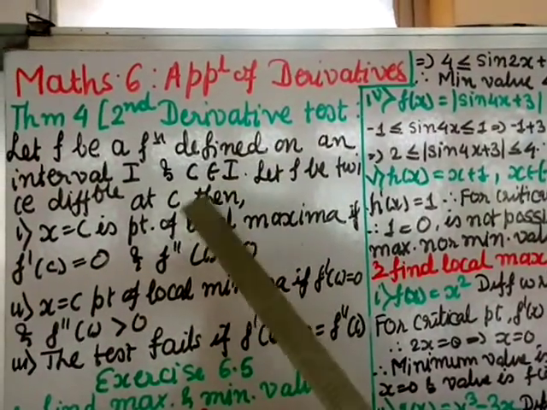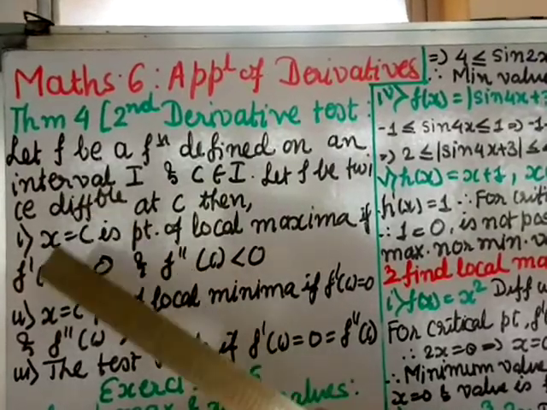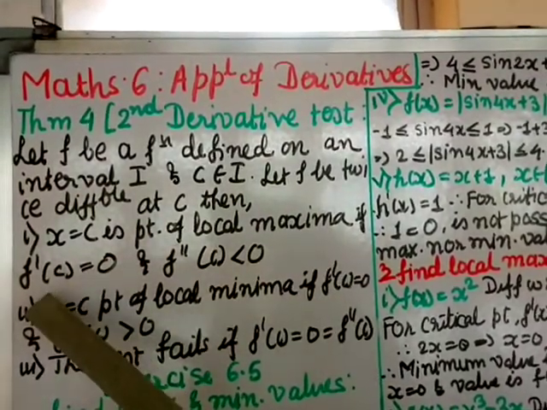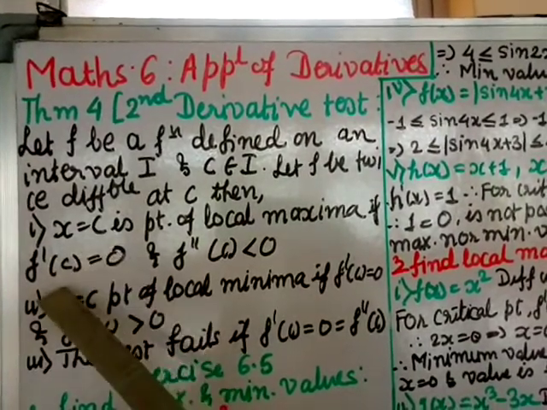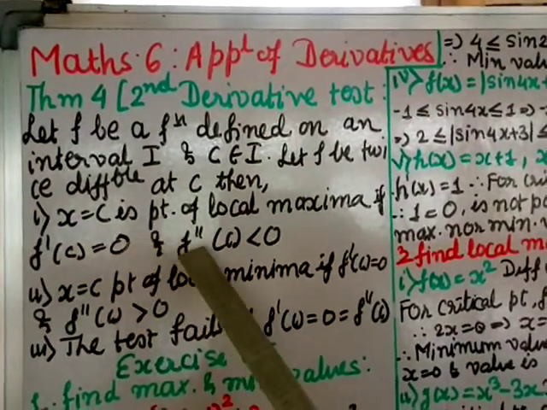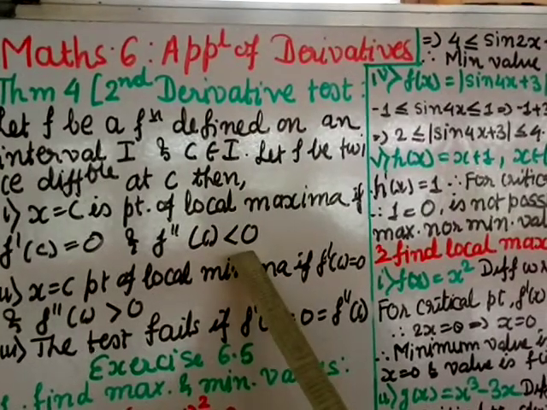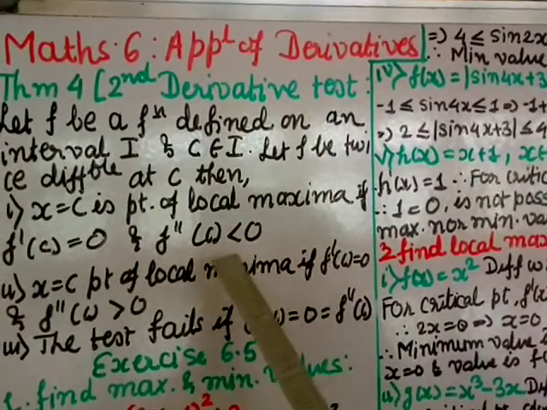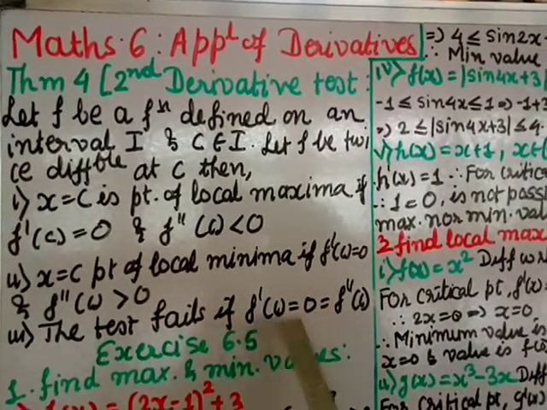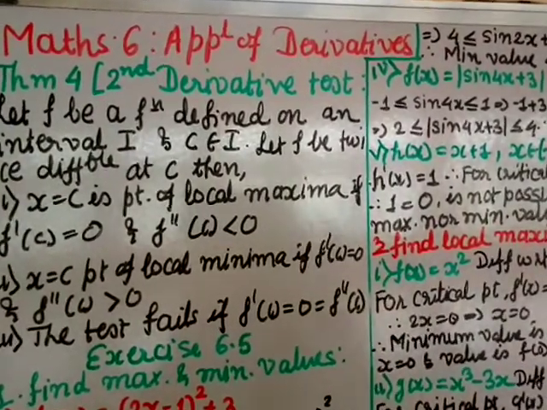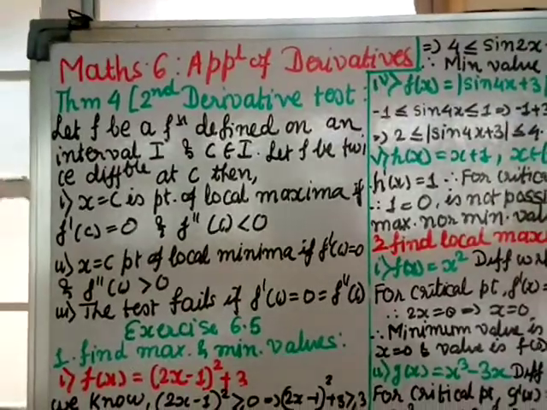So this is the second derivative test. You have to find the first derivative, second derivative, equate the first derivative with 0 and solve for x, and you will get the value of c. Then put that value of c in the second derivative. If you get a negative answer, you have local maximum. If you get a positive answer, you have local minimum. And if you get the answer 0, that means the test fails.